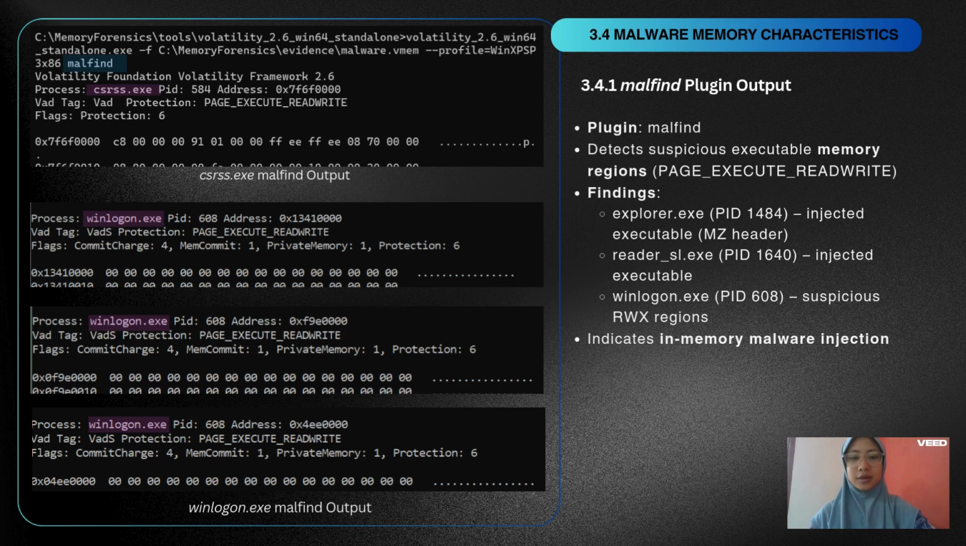This slide shows results from the Malfind plugin, which searches memory for suspicious code that should not normally exist. For csrss.exe, a small region of memory was marked as executable and writable. This can look suspicious, but small isolated regions may occur in normal system behavior. For winlogon.exe, multiple memory regions were flagged as executable and writable. This is unusual because winlogon is a critical system process and normally should not contain such memory regions. This pattern strongly suggests that malicious code was injected into winlogon's memory.